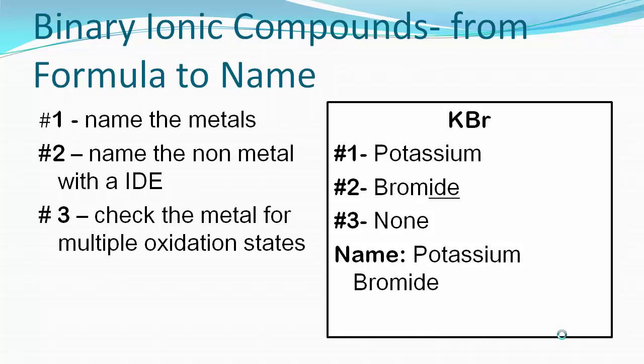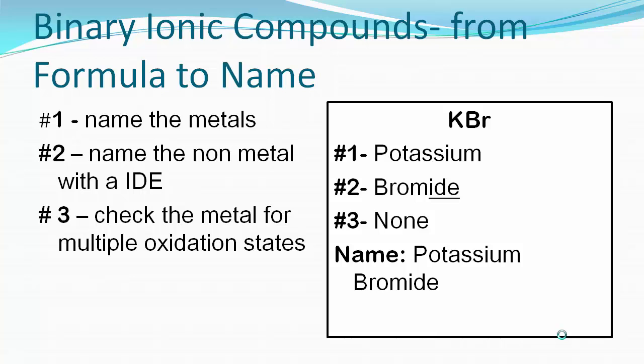So let's say F, which I believe is number 9 on the reference table, which is fluorine. So you would switch fluorine to fluoride. So you have to switch it to IDE. And then the third thing you should do is check the metal for multiple oxidation states.